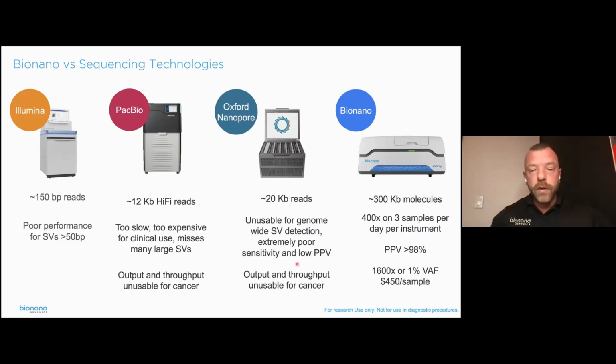And for all these long read sequencing technologies, the output and throughput is just unusable for cancer, where you want to collect an enormous amount of coverage. So compare that with Bionano, our Sapphire instrument, where we image 300 kb molecules, where we can get 400 exome cancer samples on 3 samples per day per instrument, extremely high positive predictive value, meaning that the structural variants that we detect are actually real. And as I mentioned, you can go as low as 1% variant allele fraction with 1600x, completely in a different league than sequencing-based technologies for SVs.